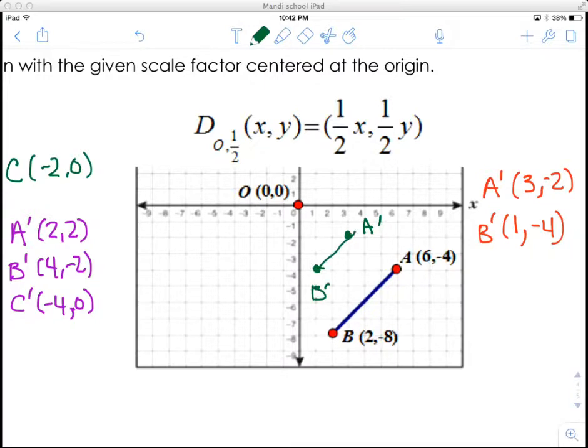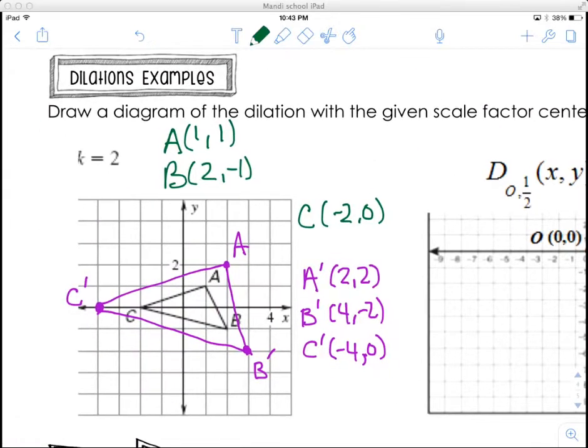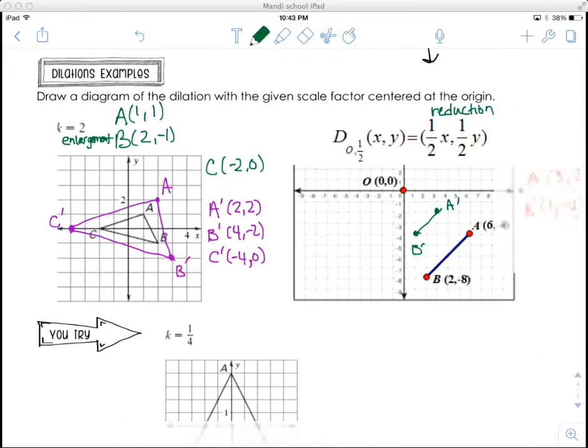So notice that when you have a fraction, it's called a reduction. And when you have a whole number or a number greater than 1, then you have an enlargement. So something less than 1 is a reduction. Something greater than 1 is an enlargement.